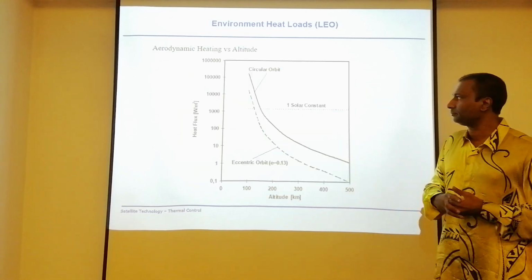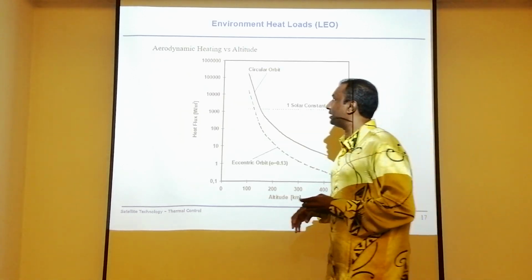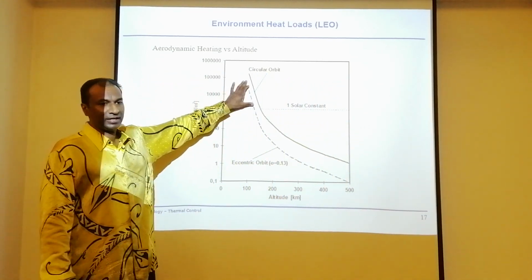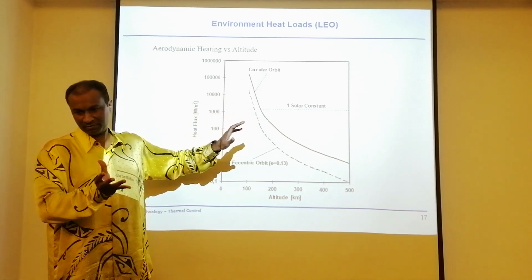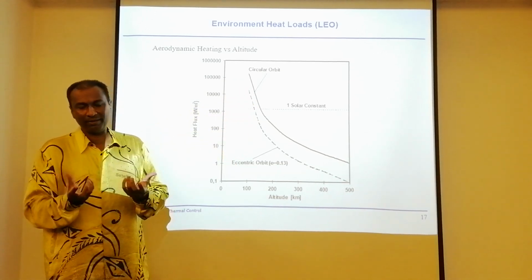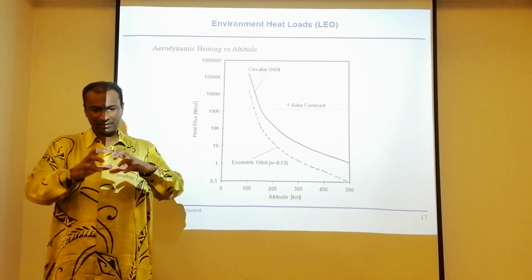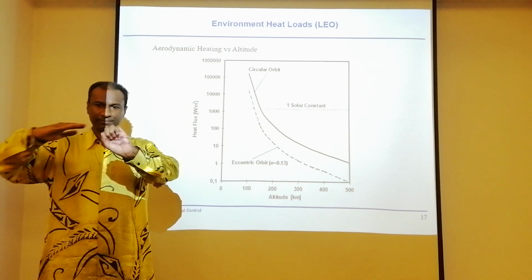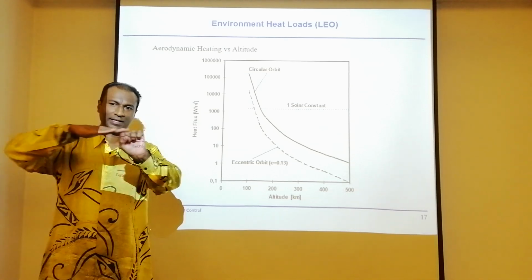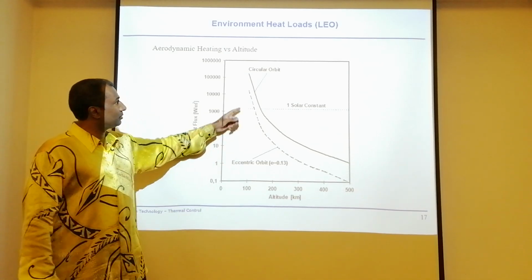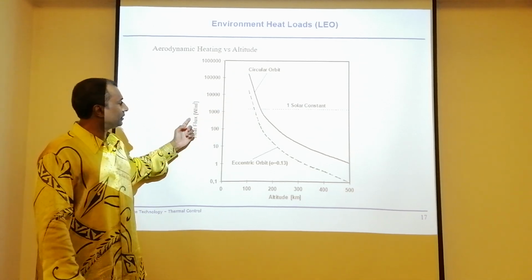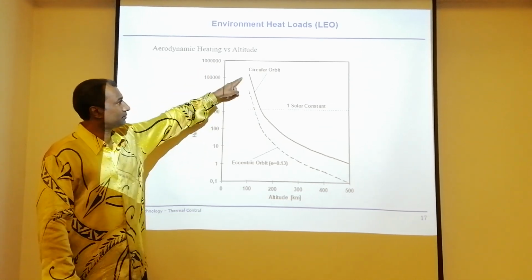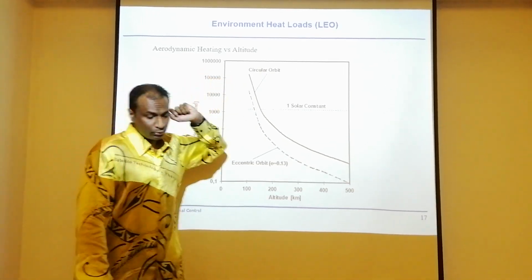Okay, this is another one, aerodynamic heating versus altitude. When you are at a very low Earth orbit, there's aerodynamic friction. That means there's air. When a satellite is flying through the atmospheric layer above planet Earth, there is friction. Look at the amount of energy that you have. The heat flux is about, look at that, 100.